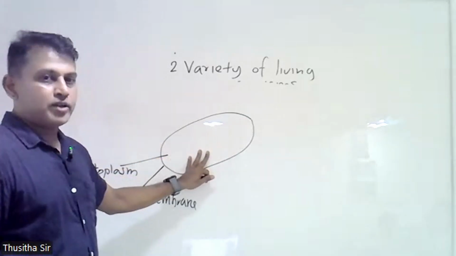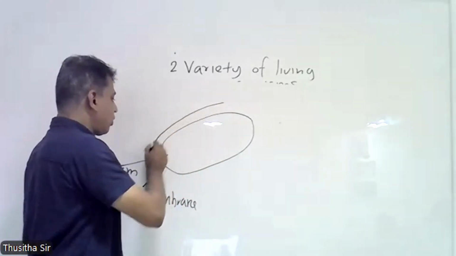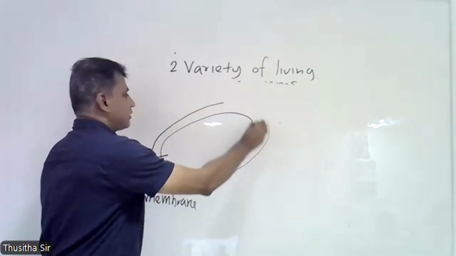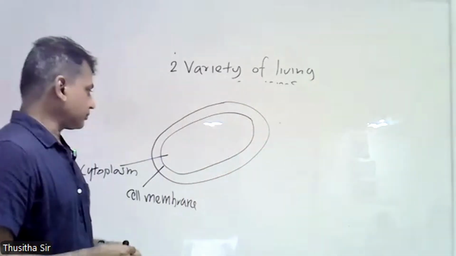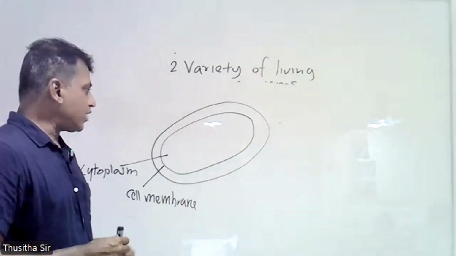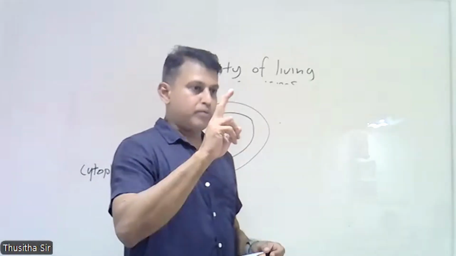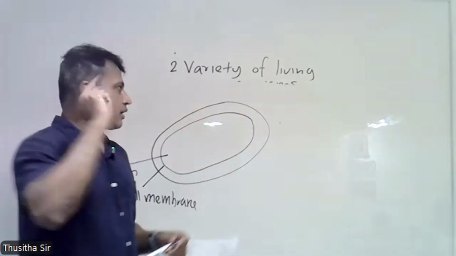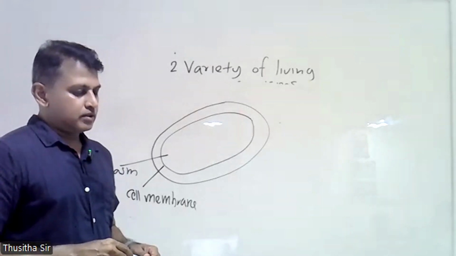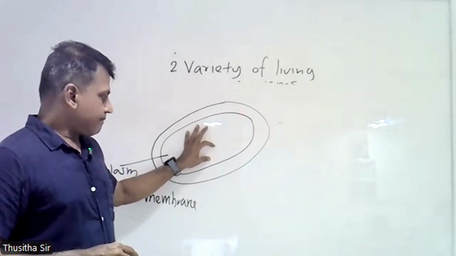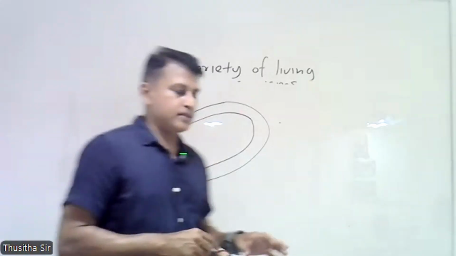And the second point you have to write, they have cell wall. Second one, they have cell wall. They are unicellular. The second one is they have cell wall.